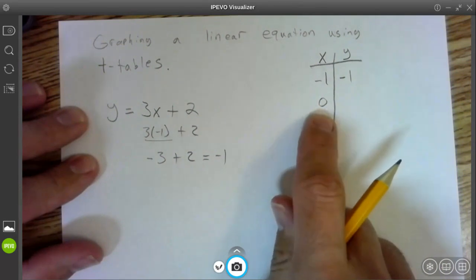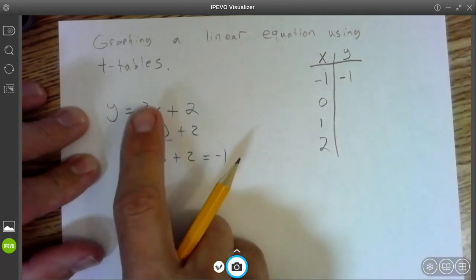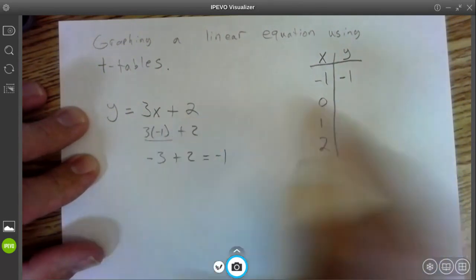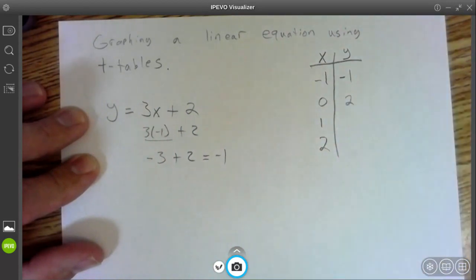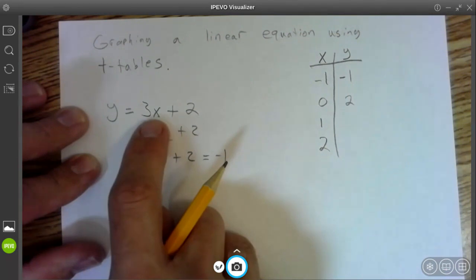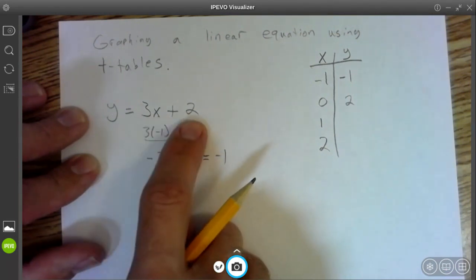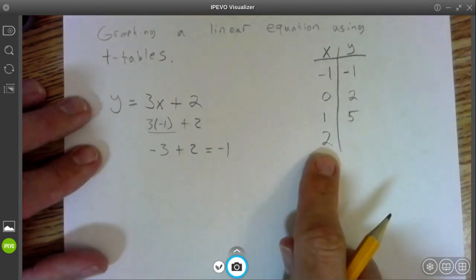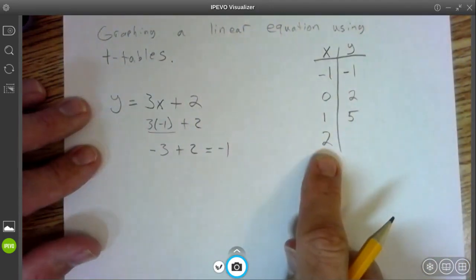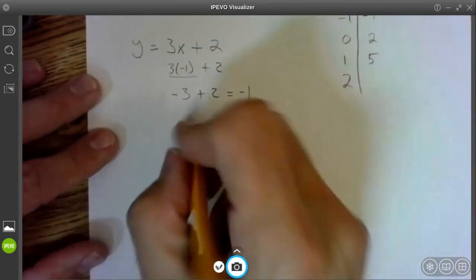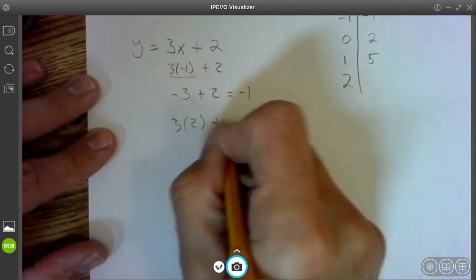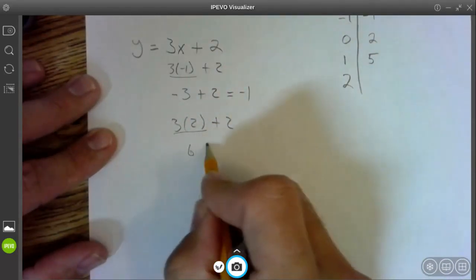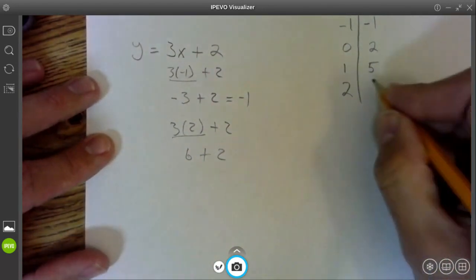Let's plug in 0 for x. 3 times 0 is 0, and 0 plus 2 is 2. Let's plug in 1 for x. 3 times 1 is 3. 3 plus 2 is 5. Let's plug in 2 for x. 3 times 2 is 6, and 6 plus 2 is 8.